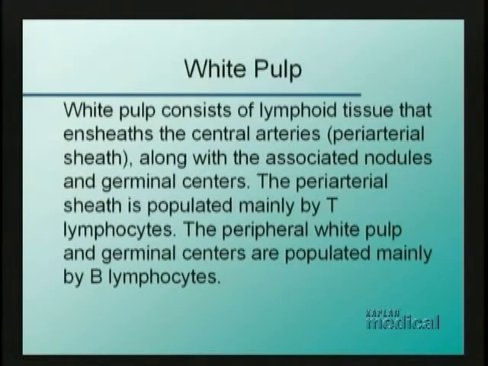The white pulp, as the name suggests, consists of areas of B cells and T cells, usually in close association with the central artery. What we refer to as being the periarterial sheath is considered to be the T cell portion of the white pulp. The area of what's called peripheral white pulp contains the germinal centers that are highly populated mainly by B cells.